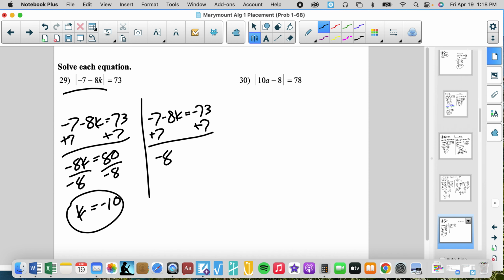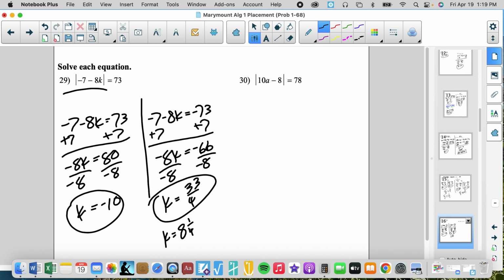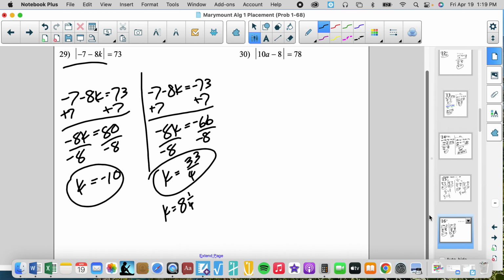Add 7, negative 8k equals negative 66. Divide by negative 8, negative 8, right? 6, 12, 13, yep. K equals positive 33 over 4. That would be an acceptable answer in my book. You could also have K equal 8 1/4, and I'm sure the book says 8.25. Let's see what your answer key says on 29. Oh, 33 over 4.